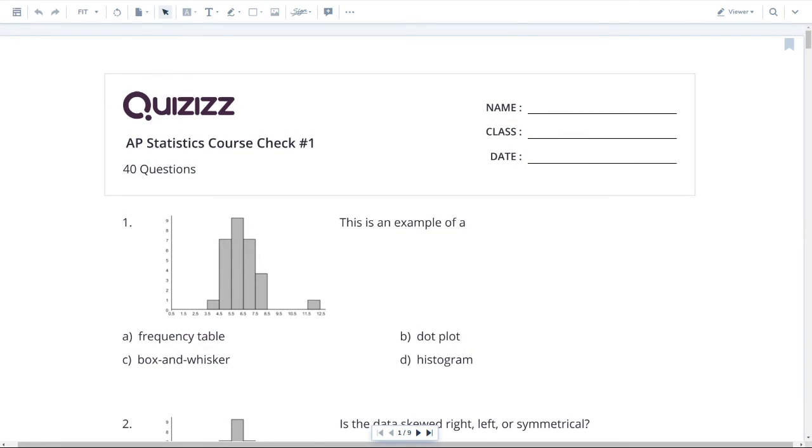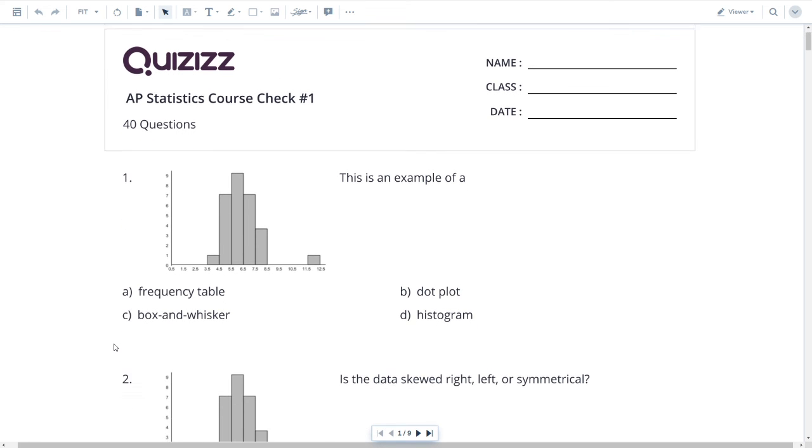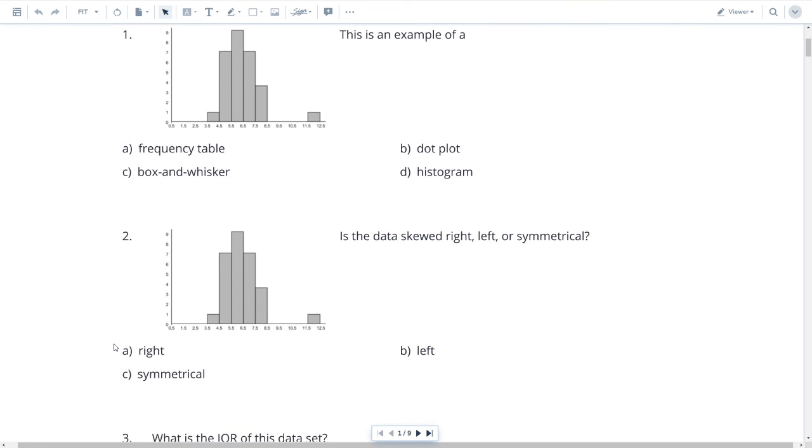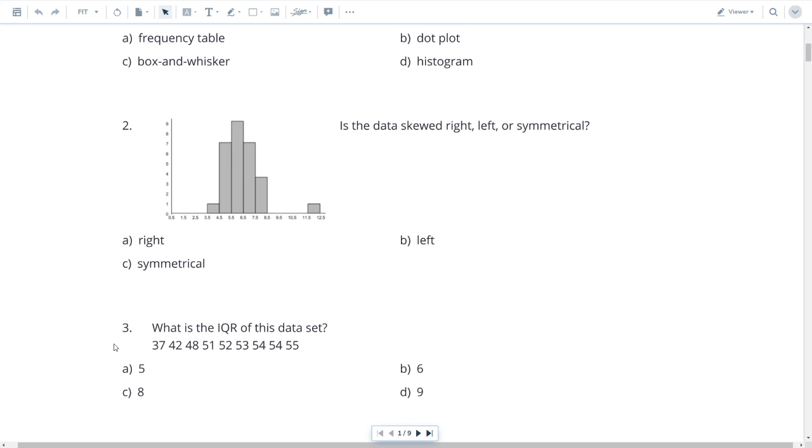I'm looking at number 1. Number 1, example of a histogram, very straightforward. 100% of you got that question right, so oh, happy day. Number 2, however, we run into a little bit of an issue. On number 2, it looks like only 39% of you got this one right.